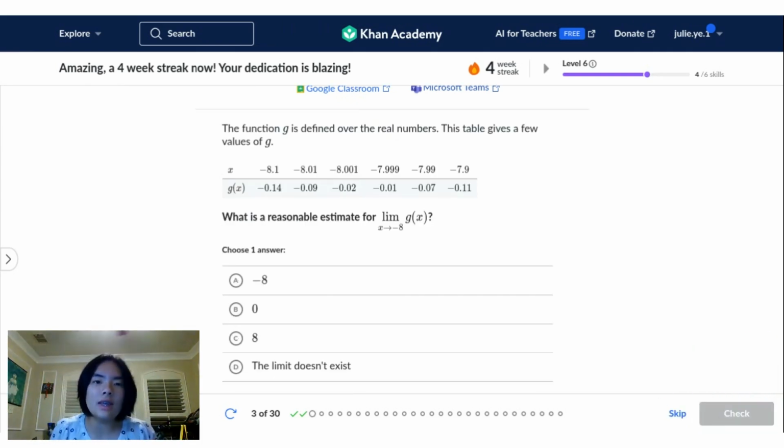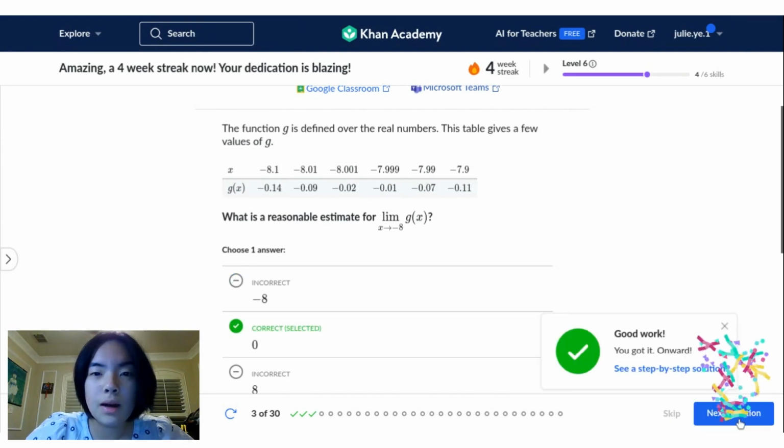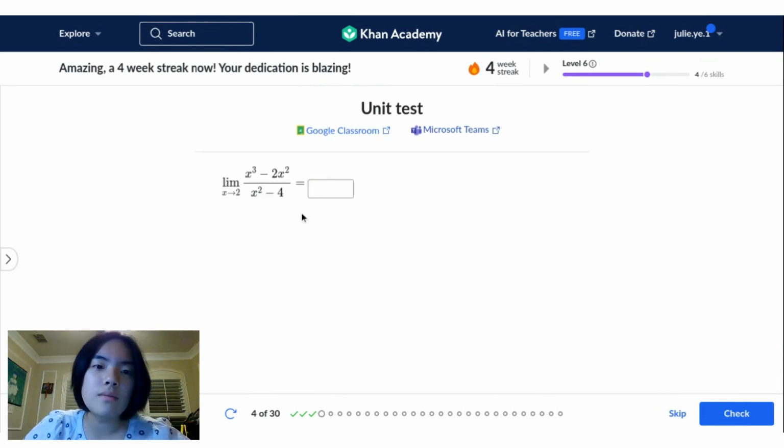Okay, this one gives a table of values of g, and it wants us to find a reasonable estimate for the limit of g(x) as x approaches -8. It seems that when it's approaching -8, it is approaching 0. Wow, wild guess was right.